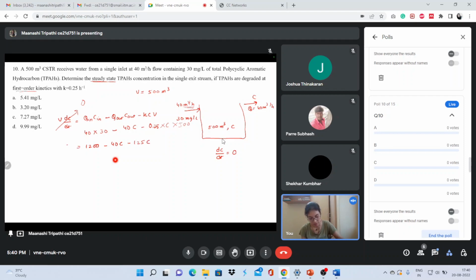And if this is equal to 0, volume is also there. Volume multiplied by 0, we will get 0 only, right? So 1200 divided by 125 plus 40 is equal to C. What do we get? We are getting 7.27 mg per liter.